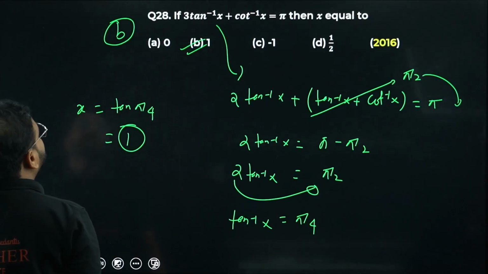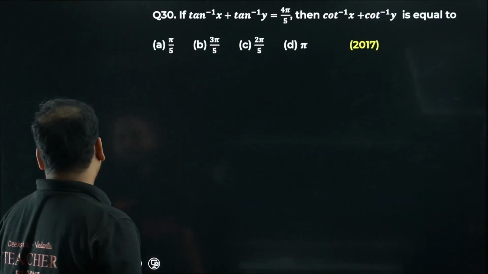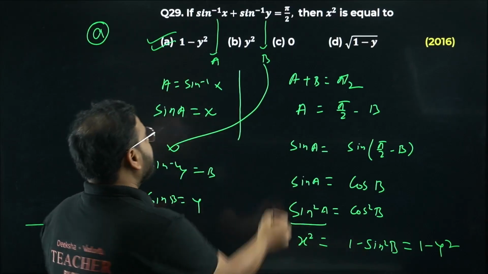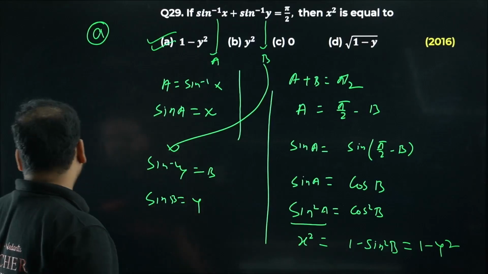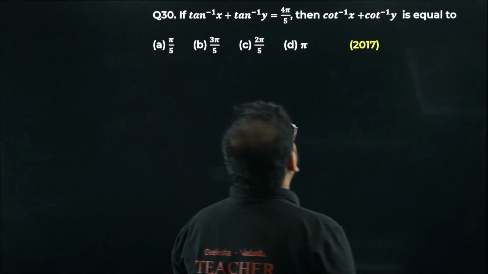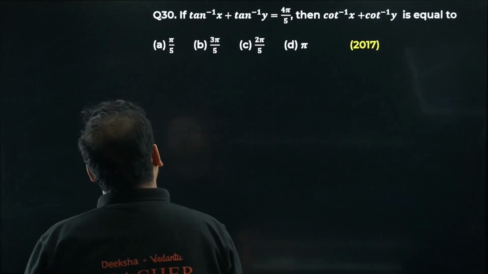So 28 is done, right? 29 also done. 30th now. 29 answer is option A, 1 minus y square. Please check. Simple question. Extremely simple question. Moving on to question number 30, the last question of the day from these two chapters. If tan inverse of x plus tan inverse of y is 4 pi by 5, cot inverse of x plus cot inverse of y will be how much?